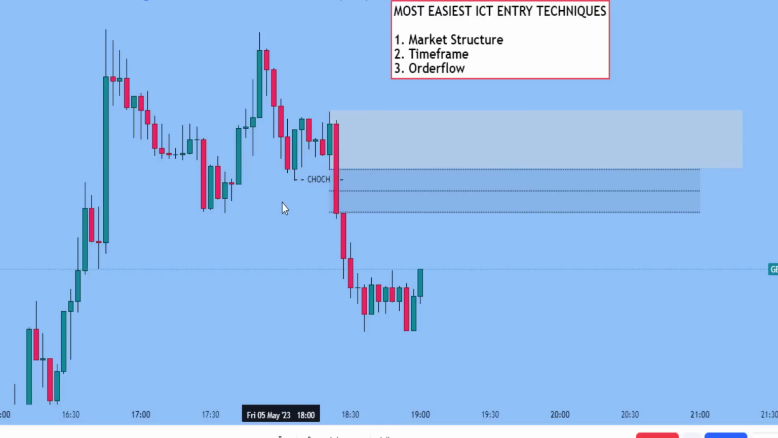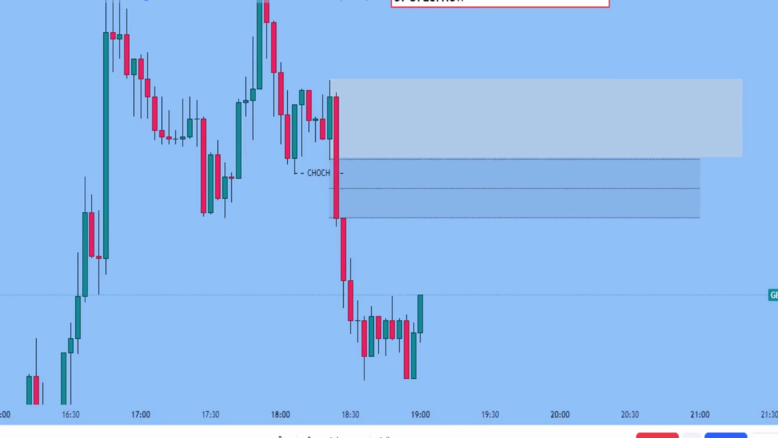You want to watch it right there. You can have a detailed explanation of a fair value gap. So you will patiently wait for price to come back to either this fair value gap or an order block. These are the most important things you want to look out for.